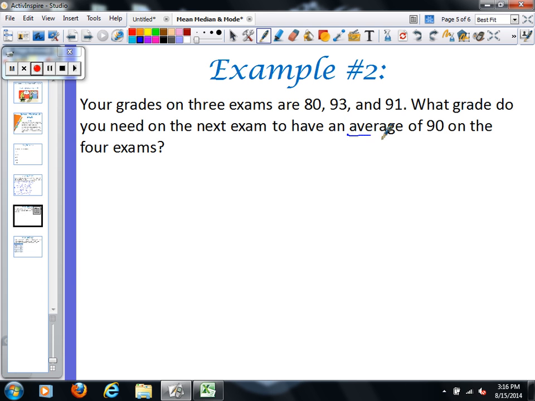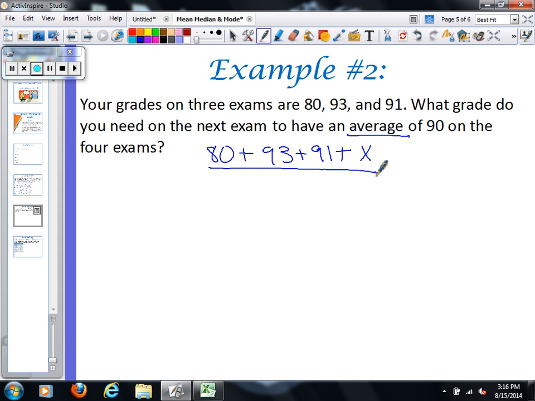So it gives the word average, which should remind you that it is the word mean. Well, how did we find the mean? Okay, we added up all the numbers that we had, 80, 93, 91. We're looking for another test, which we do not have. What grade do you need on the next exam? Well, if I don't know what something is in algebra, what do I always replace it with? A variable. So I'm going to put an x.